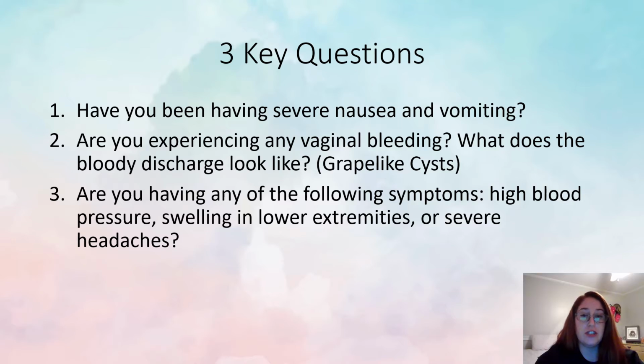Three key questions to ask your patient. So we want to know whether they're having severe nausea and vomiting because this is a common symptom with molar pregnancy. We want to know if they're having any vaginal bleeding and what the vaginal bleeding looks like. We would expect them to be passing possibly grape-like cysts.